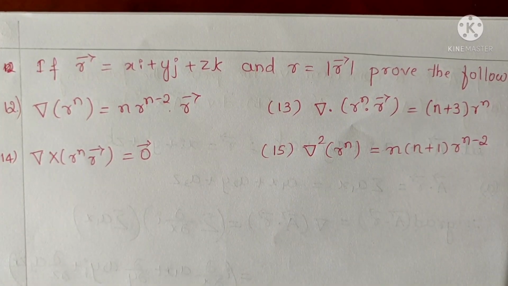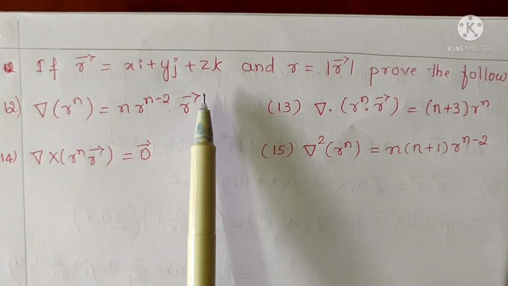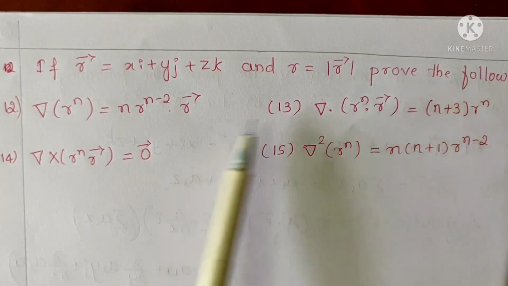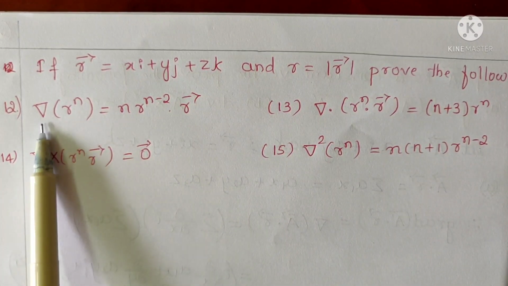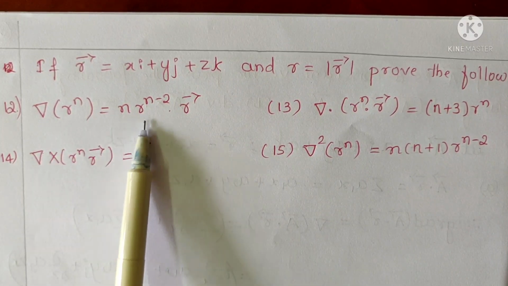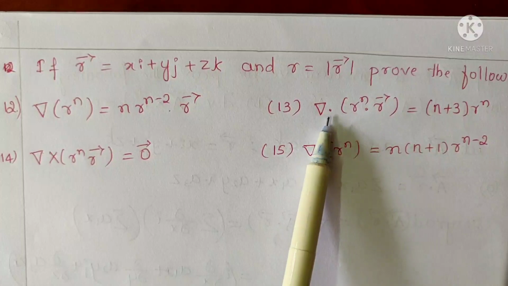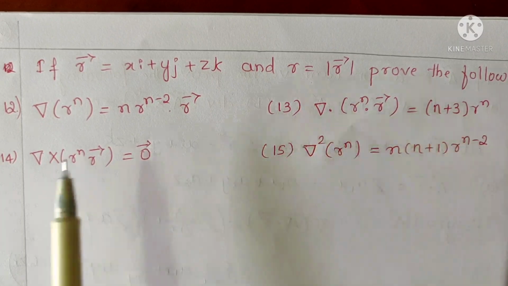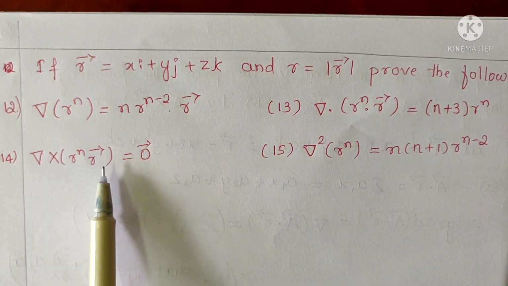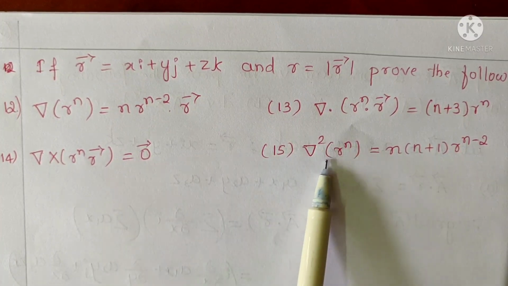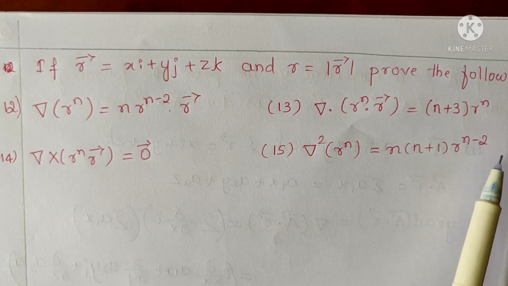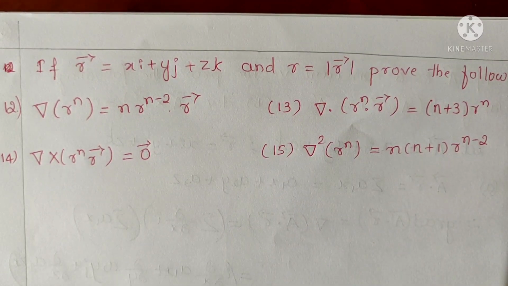So next example. If vector R is equal to xi plus yj plus zk and r is equal to magnitude of vector R, then prove the following. In this, first one, del of r^n is equal to n r^(n-2) vector R. Then del dot (r^n vector R) is equal to (n plus 3) r^n. Next one, del cross (r^n vector R) is equal to 0 vector. Next, del square r^n is equal to n(n plus 1) r^(n-2).